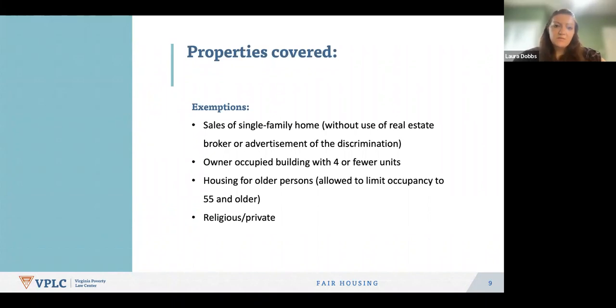If it's a community intended for older people, they're allowed to limit that occupancy to people who are 55 and older, requiring at least one occupant to be 55 or older. And there are a few exceptions for religious organizations, but those are pretty narrow exceptions.